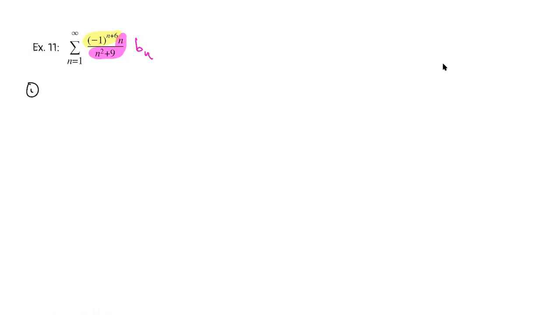So let's find the limit as n approaches infinity of our b sub n.